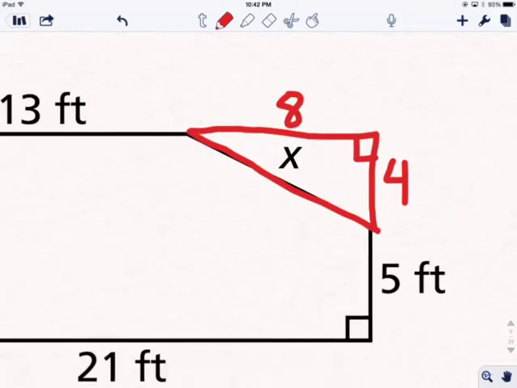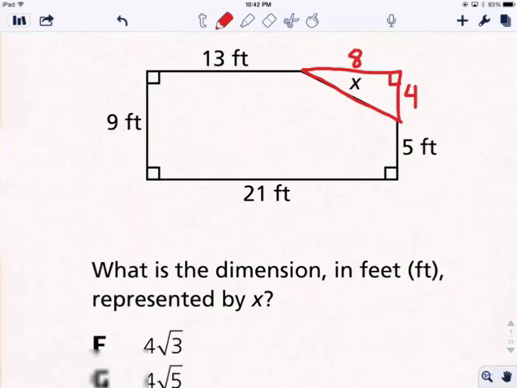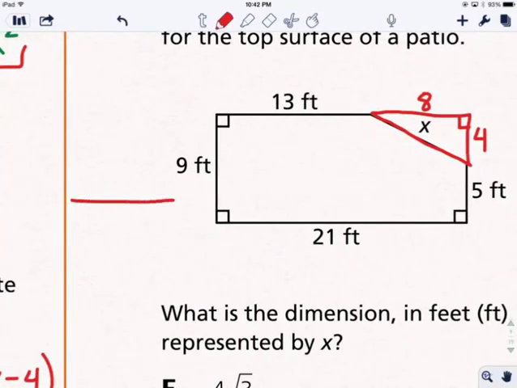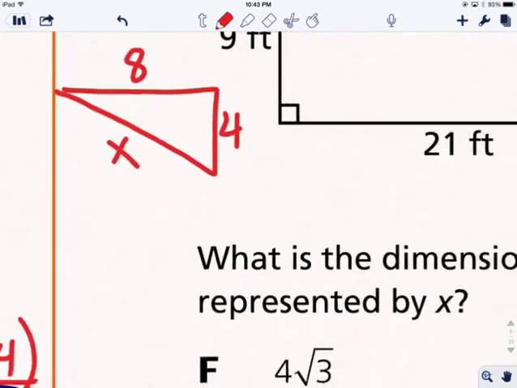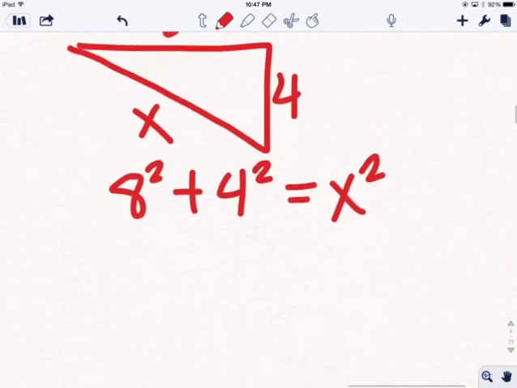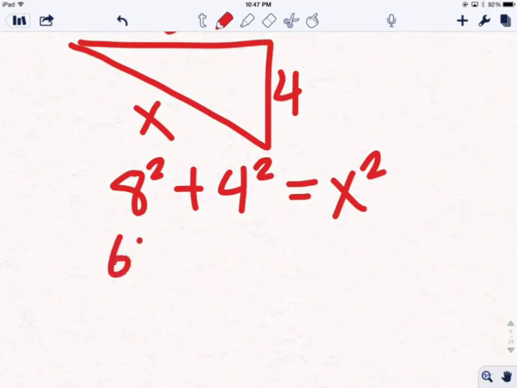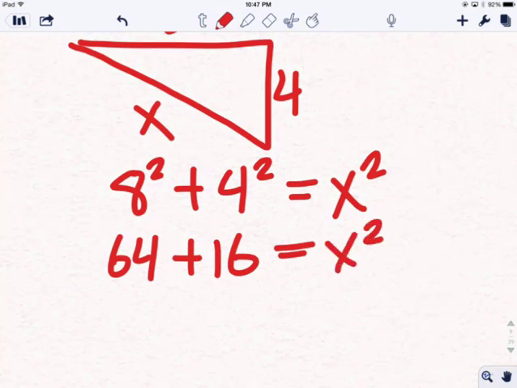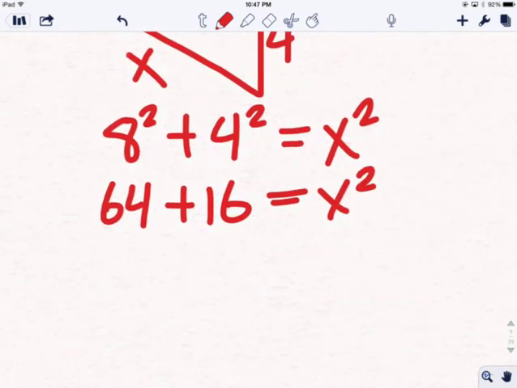Okay? So we have ourselves a right triangle. And you know how to find the length of the hypotenuse. If you know the lengths of the two sides of the triangle, you need to use the Pythagorean theorem. So what we would write is 8 squared plus 4 squared equals x squared. So once we have this, 8 squared is 64, 4 squared is 16, 64 plus 16 is 80.